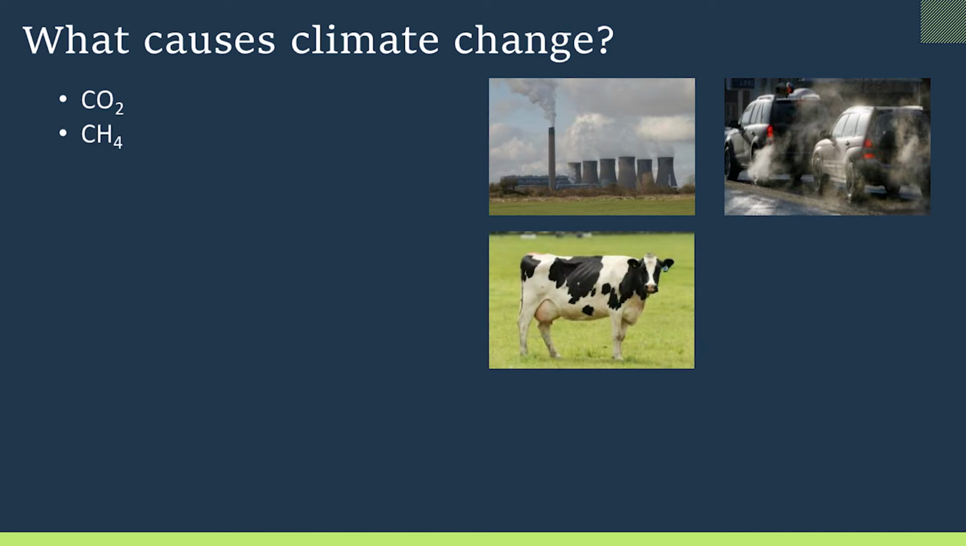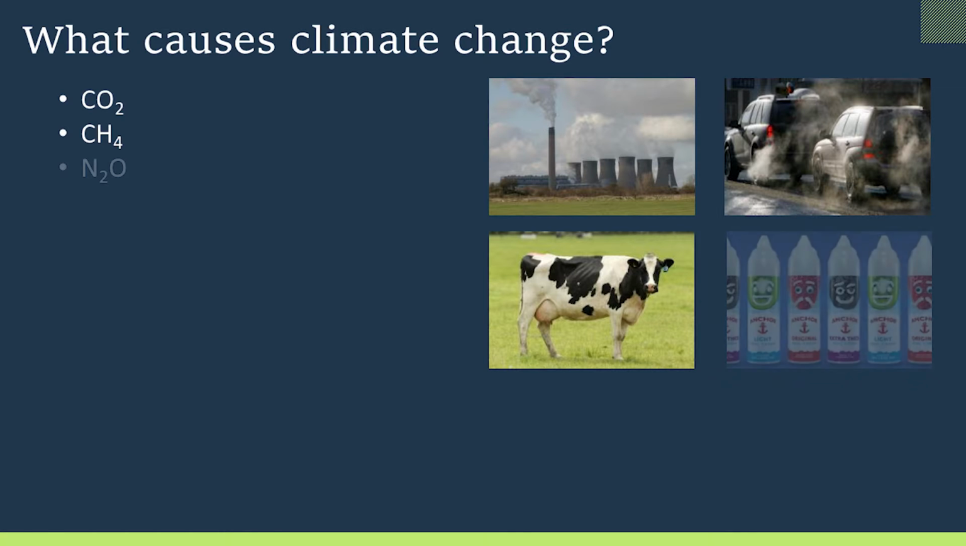But there are other gases as well. The next most important is probably methane, CH4, and this is largely linked to the agricultural sector from ruminant animals such as cows and sheep, but also from biodegradation processes, composting and so on, where methane is given off as a byproduct of that rotting process.